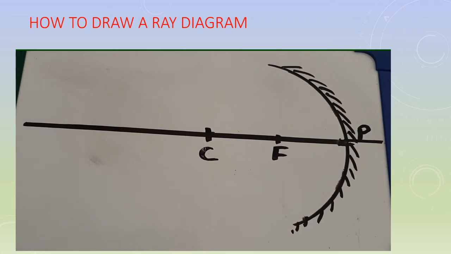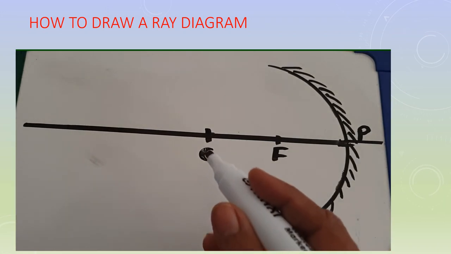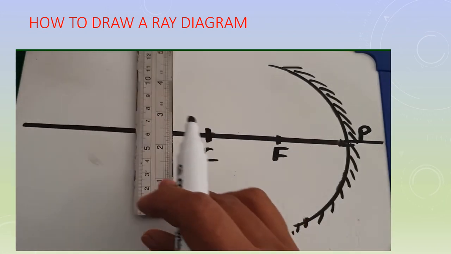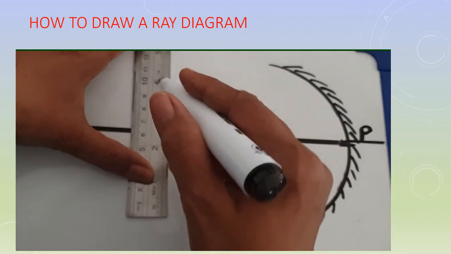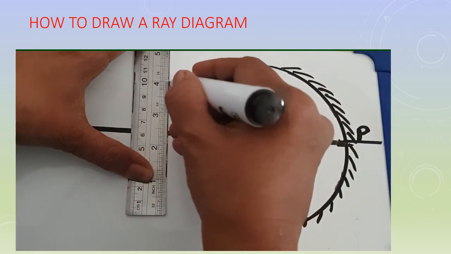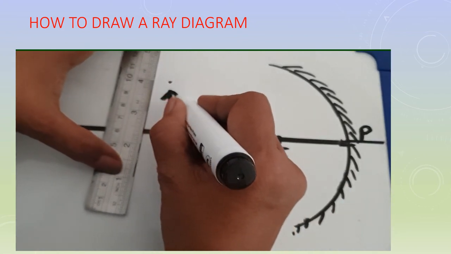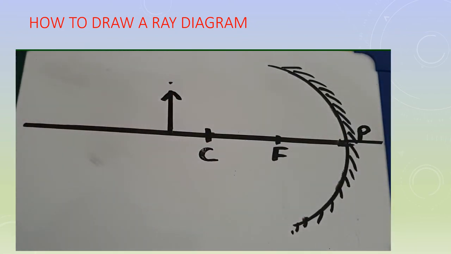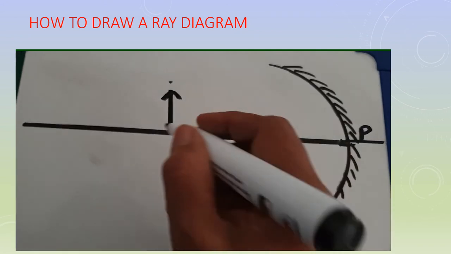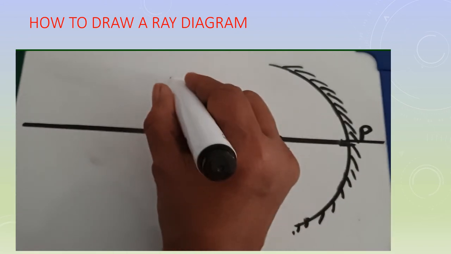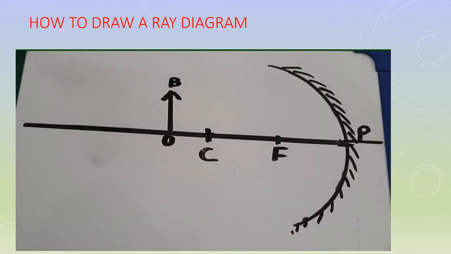First we will draw the object. Now here we are taking beyond C. Just for an example, we are drawing an object beyond C. So this is C. Beyond C means somewhere here. Now we will mark the object as OB. OB is the object. From OB, two rays are starting.